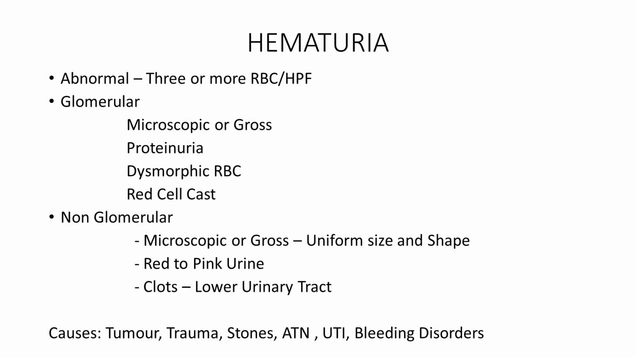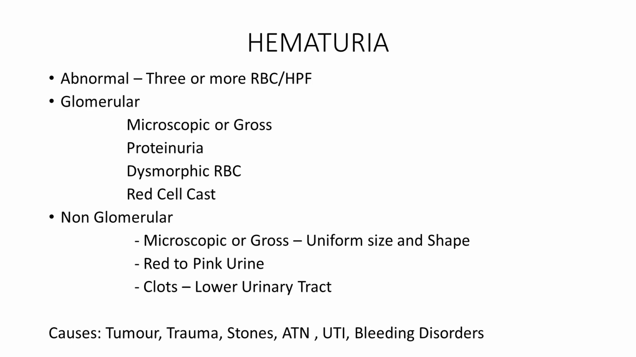Now, usually you don't see RBCs in the urine, but in ladies, up to 3 RBCs are considered normal. So in males, even if 1 RBC is present, it is abnormal. In ladies, up to 3 is normal, and above 3 is abnormal.